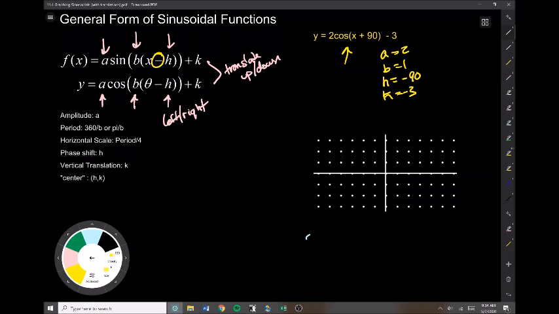Cosine starts high. So one way we could do this is we could first just graph the parent function. We could just graph y equals cosine x. Okay, y equals cosine x graphs like this.